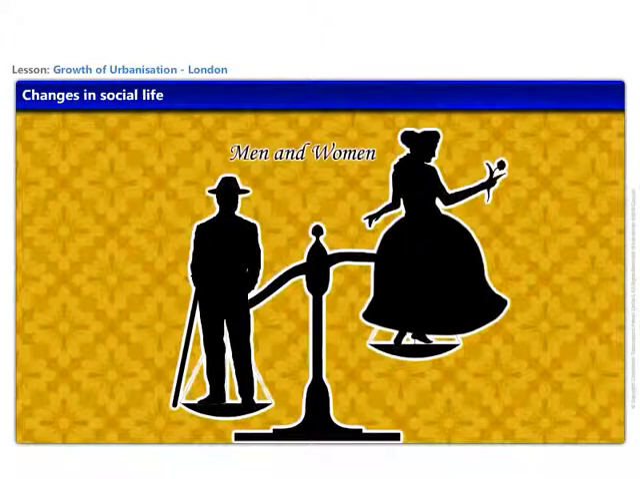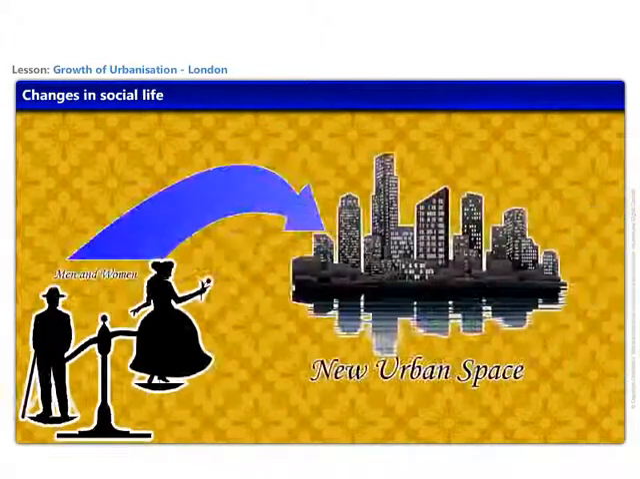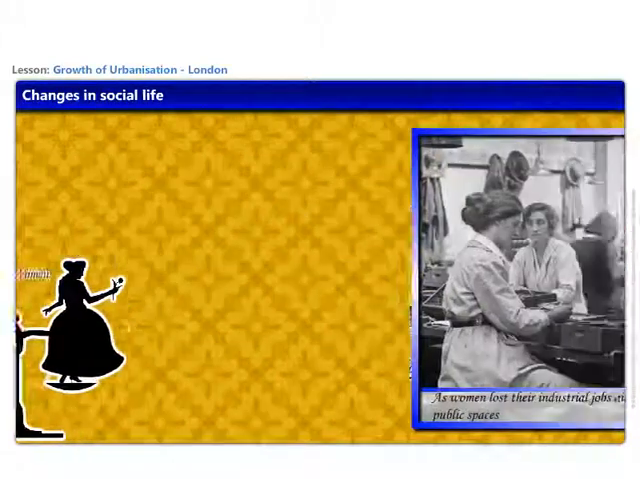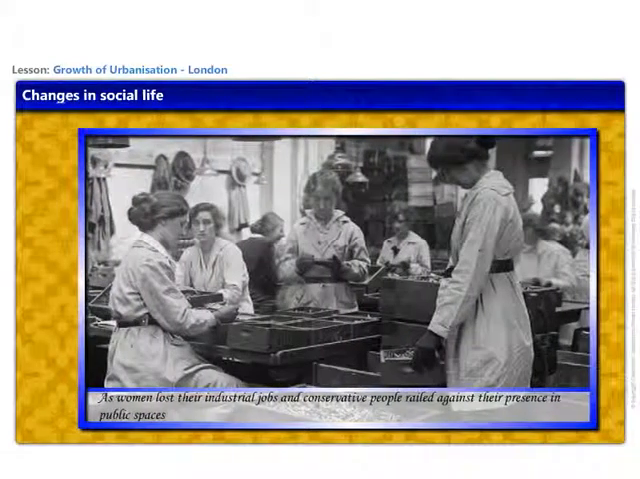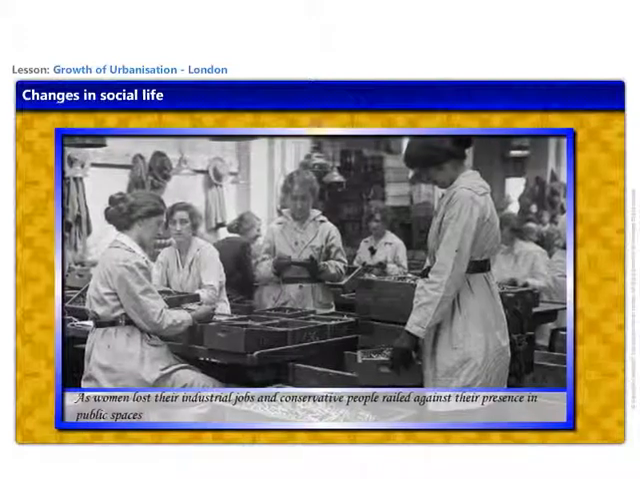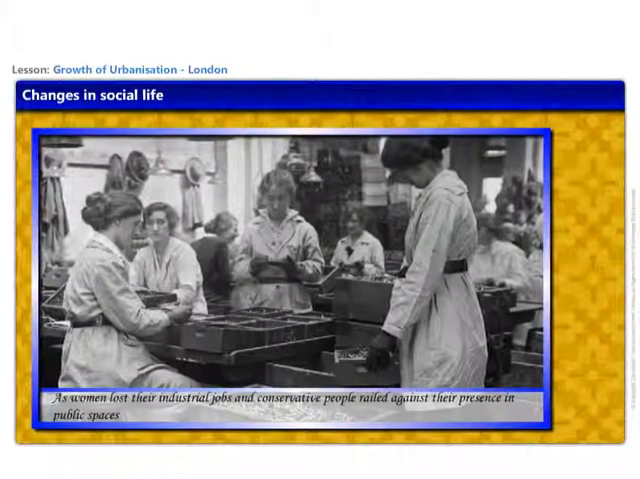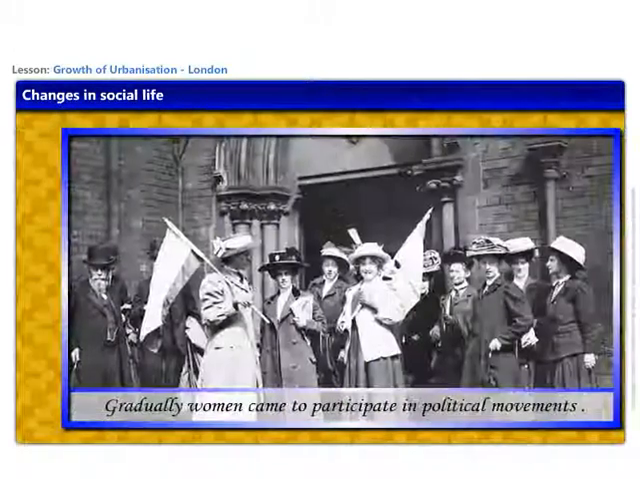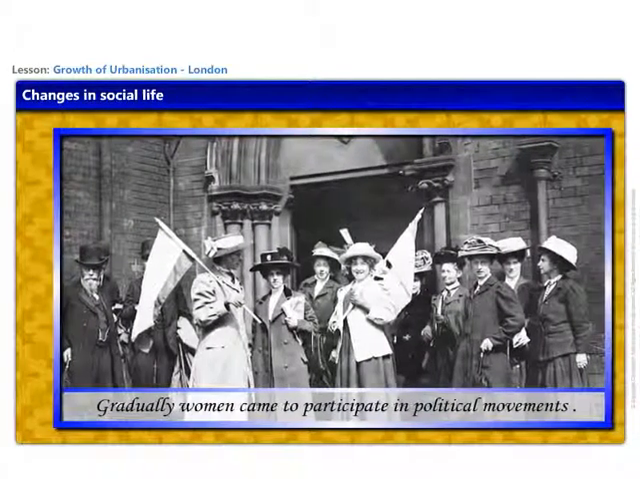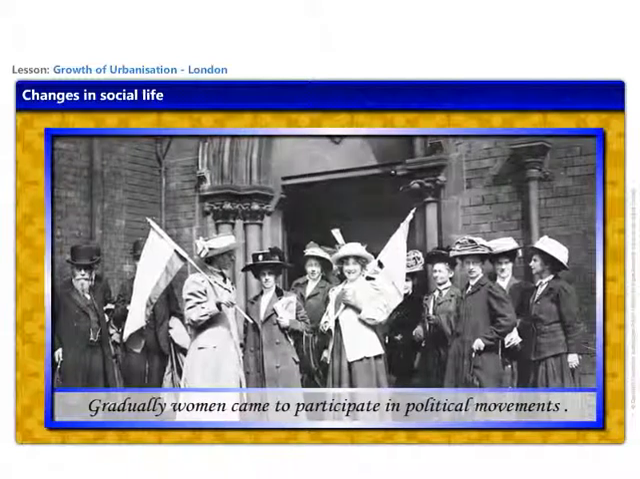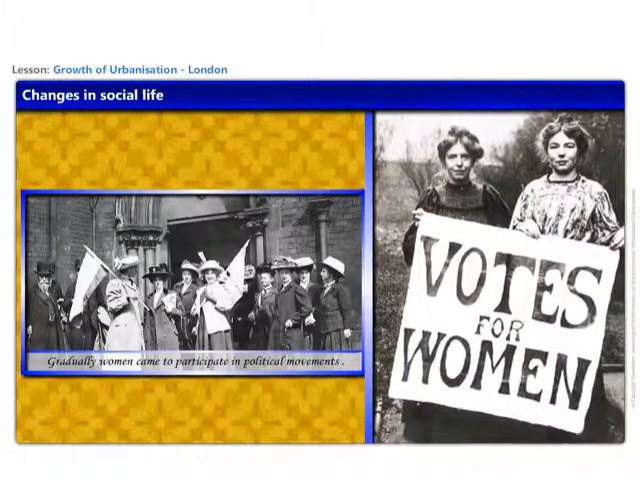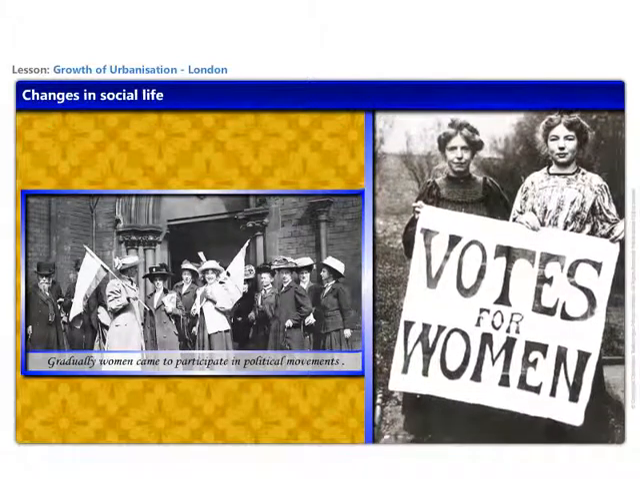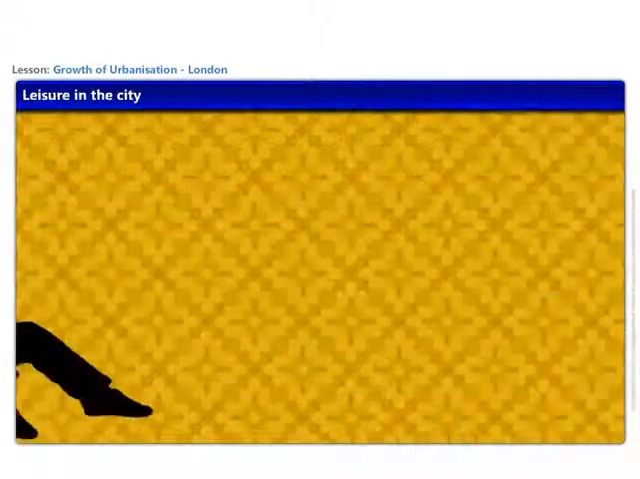But men and women did not have equal access to this new urban space. As women lost their industrial jobs and conservative people railed against their presence in public spaces, women were forced to withdraw into their homes. But gradually, women came to participate in political movements for suffrage that demanded the right to vote for women, or for married women's rights to property.